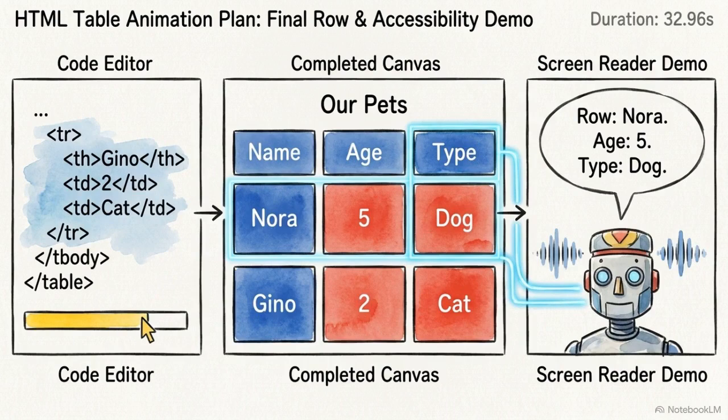If you used a table header tag for Gino, you got it right. Watch the code editor as we populate his row, close out our table body, and finally close the main table tag. The canvas now shows a fully completed, perfectly bordered grid.